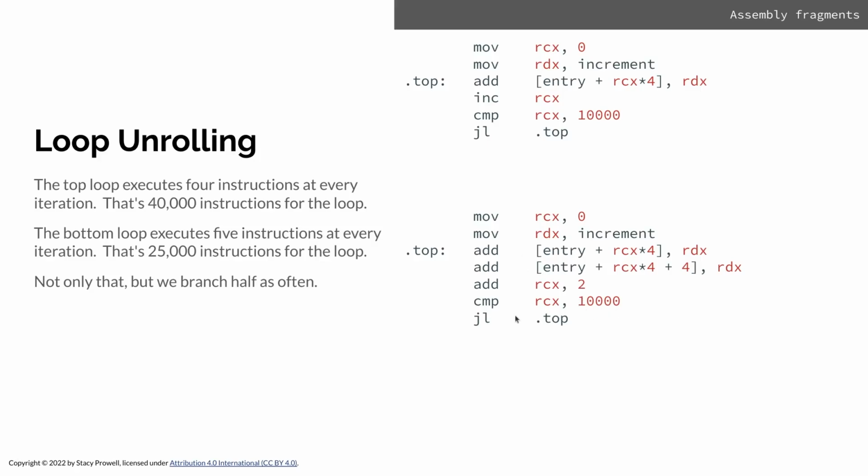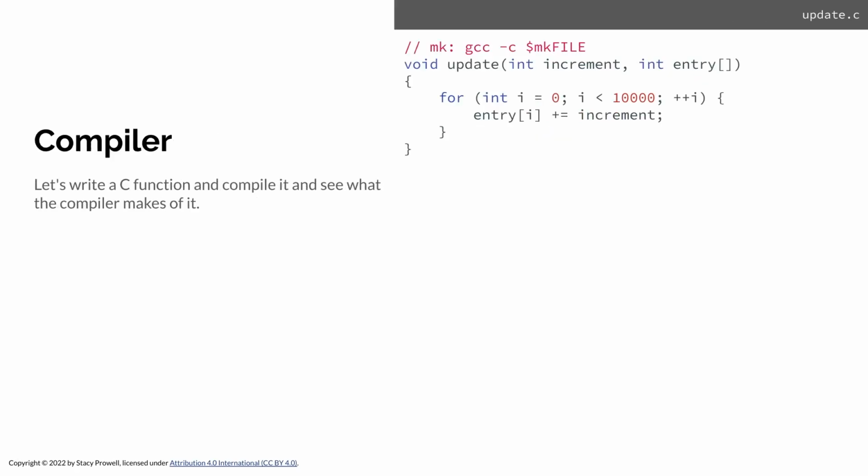5 instructions times 5,000 cycles is 25,000 instructions. The top one, 40,000 instructions. This one, 25,000 instructions. Wow. In addition, this branch happens every single time. This branch happens 10,000 times. This branch only happens 5,000 times. Well, really, one less than that. So 9,999, 4,999. So the branch happens about half as often as well. Does that matter? Yeah, it does.